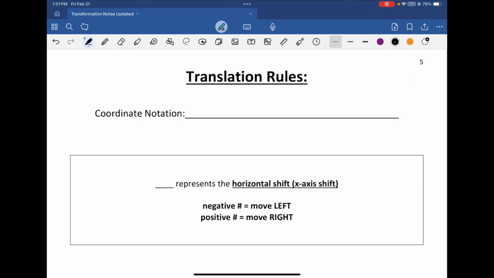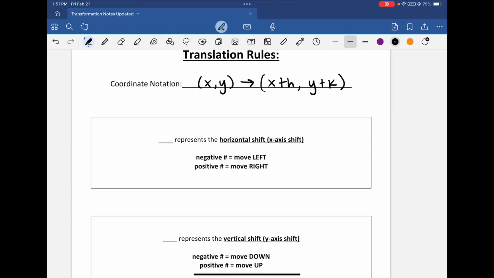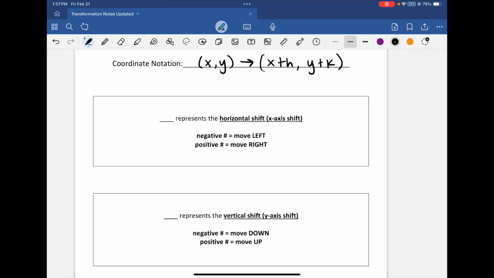We have something that we call coordinate notation, and it looks like this. (x, y), then I'm going to draw an arrow, and it's (x + h, y + k). What this is, it tells us the rule when we translate a shape. So I'm going to tell you what the h and the k represent. I'm going to zoom out so that we can see all this together.